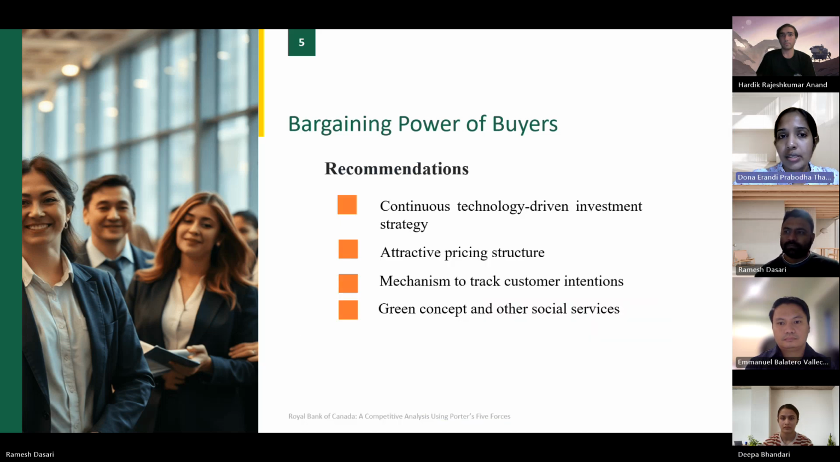So, in terms of catering to the bargaining power of buyers, banks have to continuously maintain a strategy on technology, and they have to maintain an attractive pricing structure, and a mechanism to track customer intentions and their feedbacks, and also they have to follow green concepts and other social services.